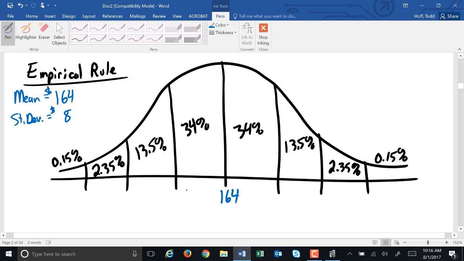164, good. As I move to the left, what goes here? You got it. 164 minus the standard deviation of 8. 156. What goes here? Subtracting another 8 gives us 148. And here, 140. Oh, where my 1 went. Going this way, what do we have? We take the 164 and add 8 to get 172. Here, plus another 8 is 180. And here, 188.